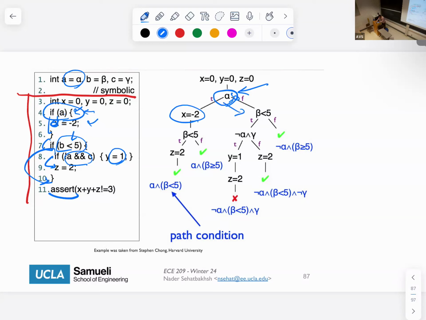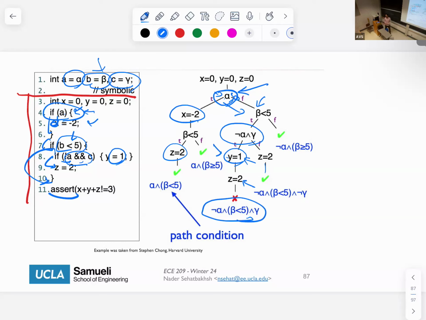In this condition, we make B a symbolic variable beta, and then again continue. So for example, now we have the negation of alpha, and gamma, which is the symbolic version of C, and so on and so forth. As you can see, eventually we're going to get different values. For example, Y is equal to 1 and Z is equal to 2 if alpha is false, beta is less than 5, and not alpha and gamma is true. So if all these conditions are true, then you're going to get this value, right?